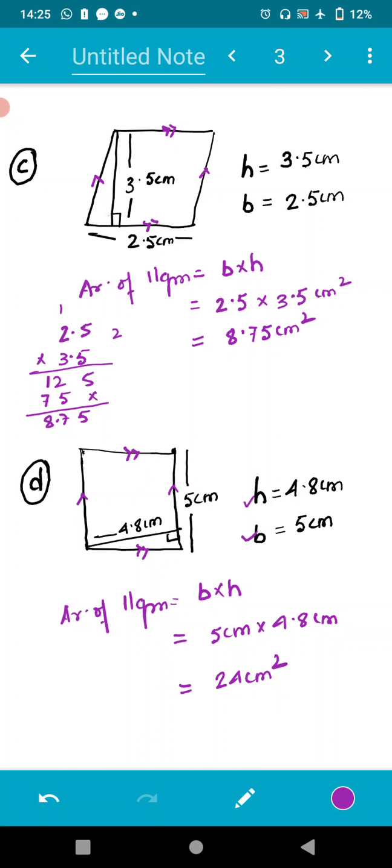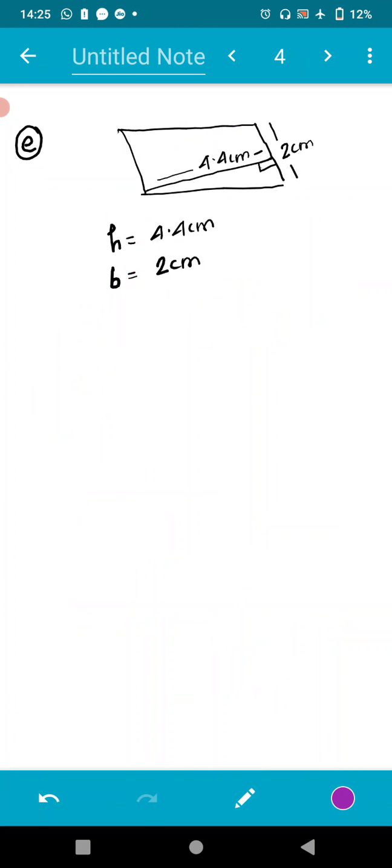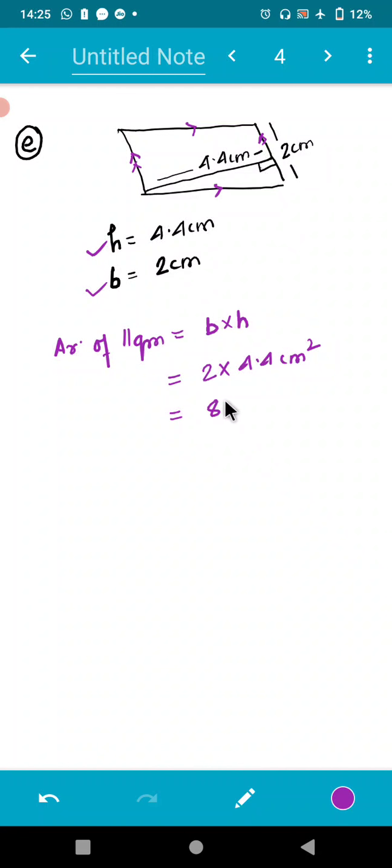Now let's move on to question number 2. Here we have question number, no, this is the last sum, I guess. Sorry, sum number E is the last sum of question number 1. So this is also a parallelogram, students. These are two parallel sides, and these are also parallel to each other. Now the distance between the parallel sides is given 4.4, which is height, and base is given 2 centimeter. So we'll get the area now. Area of parallelogram would be equal to base into height, and this would be equal to 2 into 4.4 centimeter square. So this would be 8.8 centimeter square.